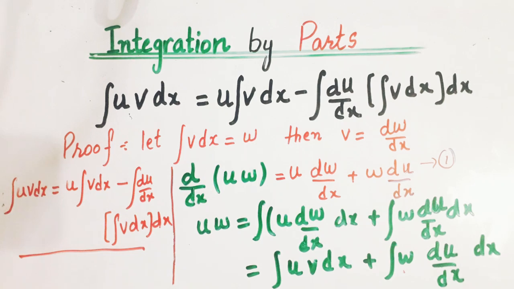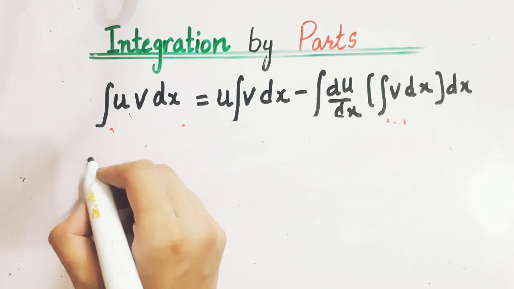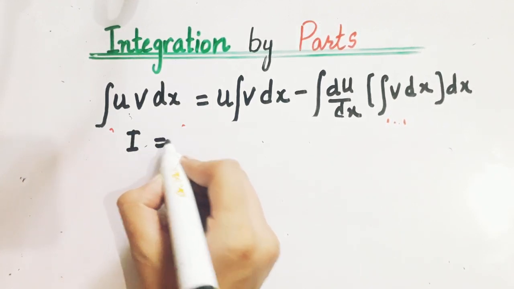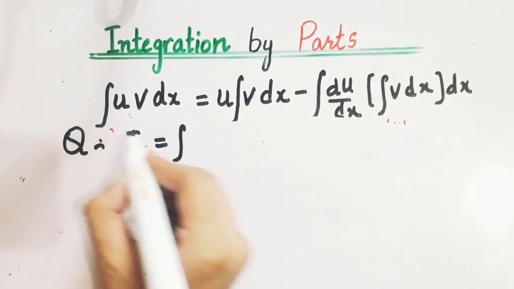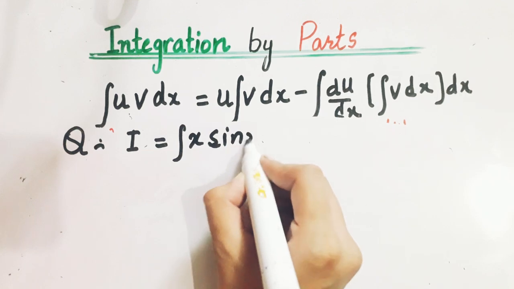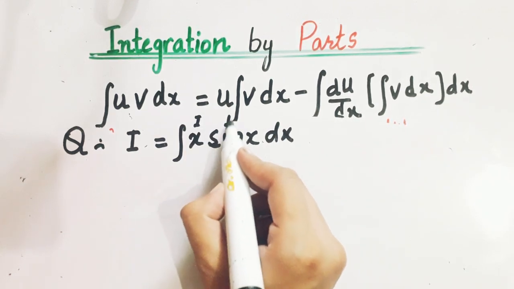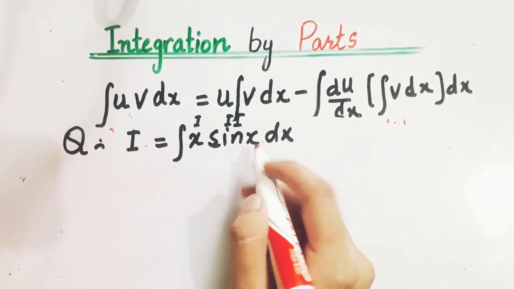Now we will solve some questions related to this theorem. Now here is a question for this. I equals the integral of x sin x dx. This is the first function and this is the second function. So we will apply integration by parts. It is u and this will be v.